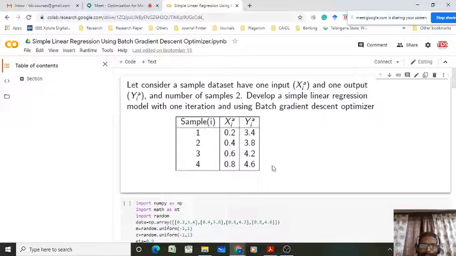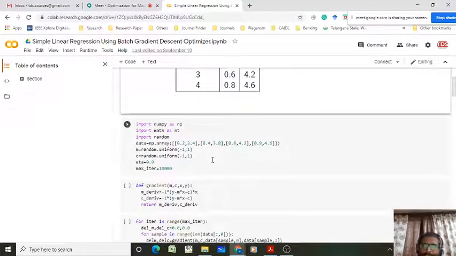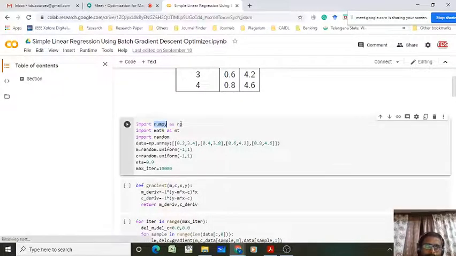So this is the data set. Now I want to write code to train a simple linear regression model using the batch gradient descent optimizer. The first step is initialization. Import numpy as np, which is used for matrix operations. Import math, to do some mathematical operations like power. And import random, which is used to generate a random number.